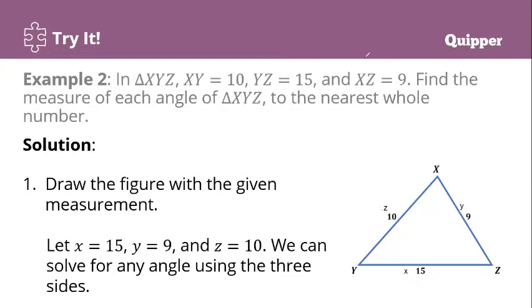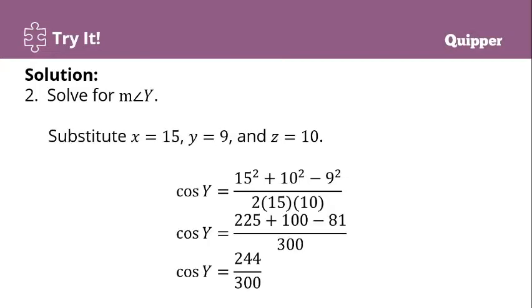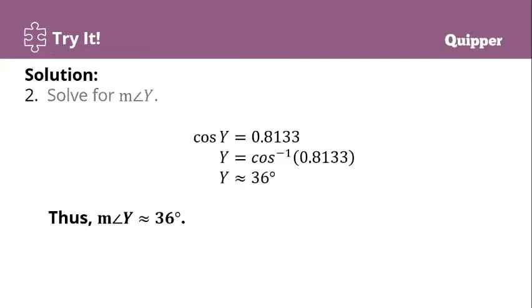Since we're looking for the measures of each angle of triangle XYZ, we'll be using the derived formula. We can start from any of the angles. So in this example, I'll be starting with Y. Use the formula and then substitute the values. Then, of course, you need to get the inverse of cosine to find the value of angle Y, which is 36.